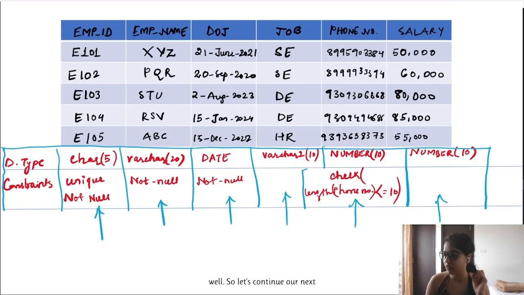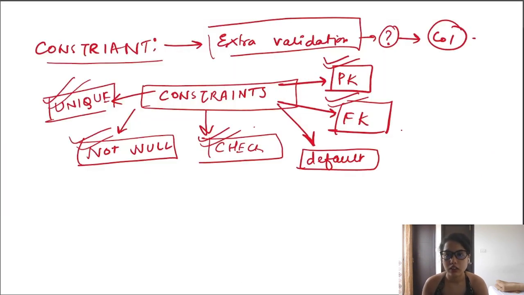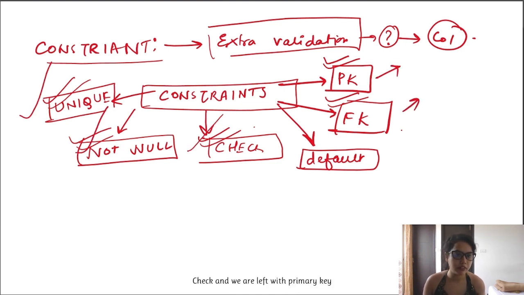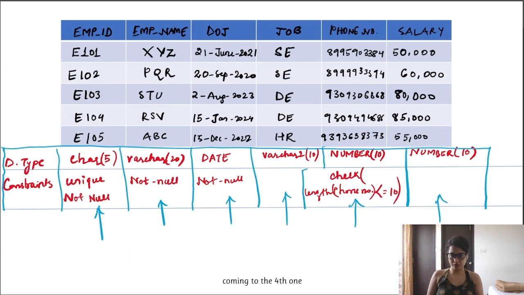So let's continue our next topic. Let's continue our last topic, which was constraint. Okay, so in constraint we have completed unique, not null, check, and we are left with primary key, foreign key, right? So coming to the fourth one, which is primary key.